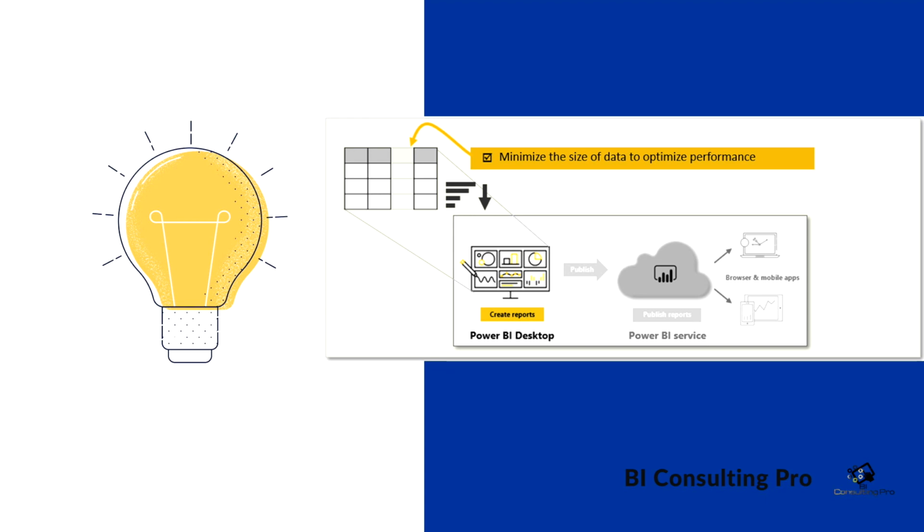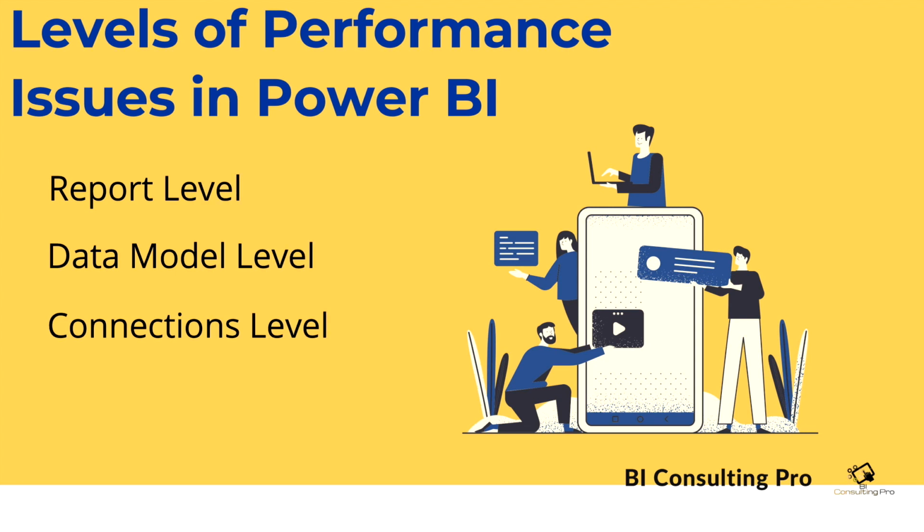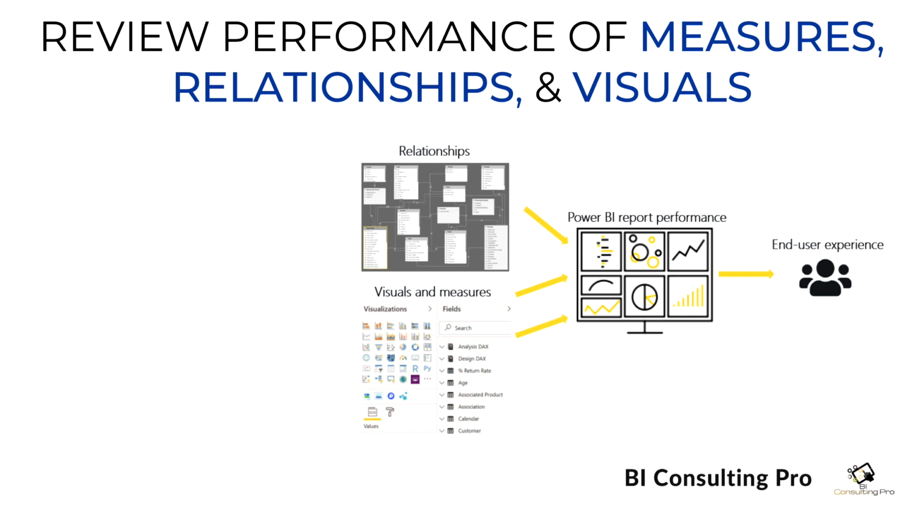We are going to learn everything about it, but now, there are different levels of performance issues in Power BI where we can fine tune our report or do the performance tuning. These are on the report level, basically for your visualizations or DAX, where we can do that kind of performance tuning. Then it comes to the data model. And lastly, we talk about the connections level. Let's review the performance of measures, relationships and visuals, and how we can do that.